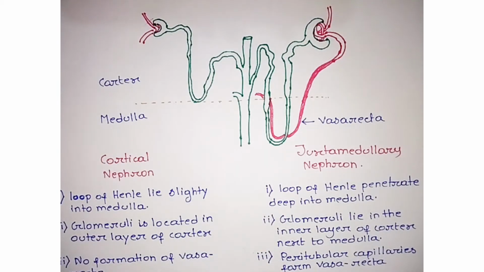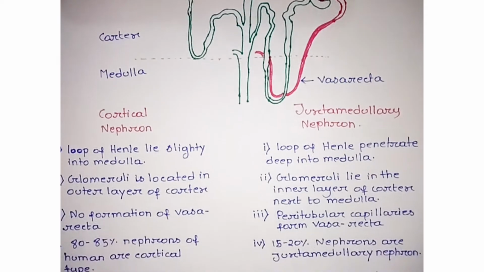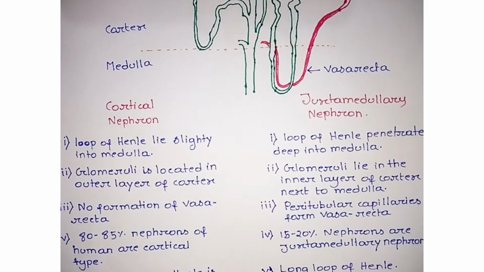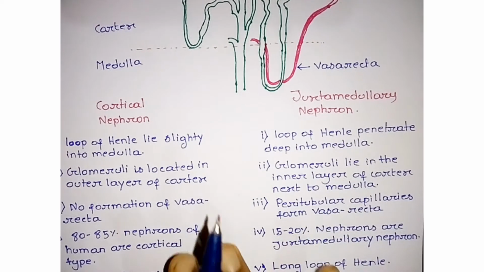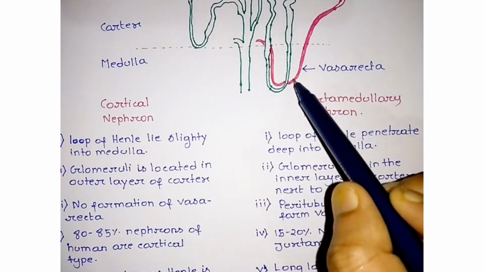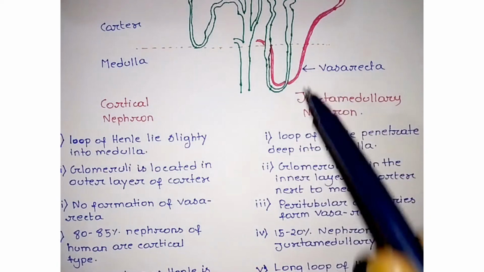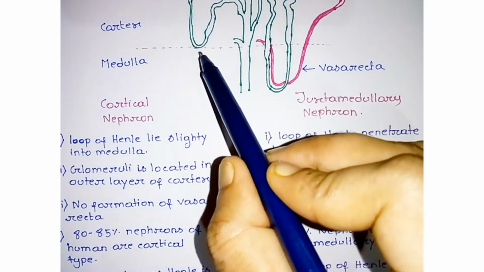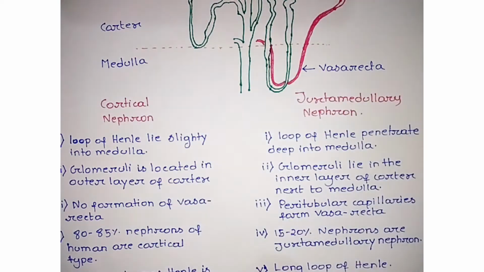Now, there are some points by which we can easily distinguish between a cortical nephron and juxtamedullary nephron. In cortical nephron, the loop of Henle lies slightly into the medulla. On the other hand, in case of juxtamedullary nephron, the loop of Henle goes deep into the medulla. As you can see, this is the portion of the loop of Henle of juxtamedullary nephron. It dips into the medulla. On the other hand, the loop of Henle of cortical nephron lies slightly or just touches the medulla portion of the kidney.